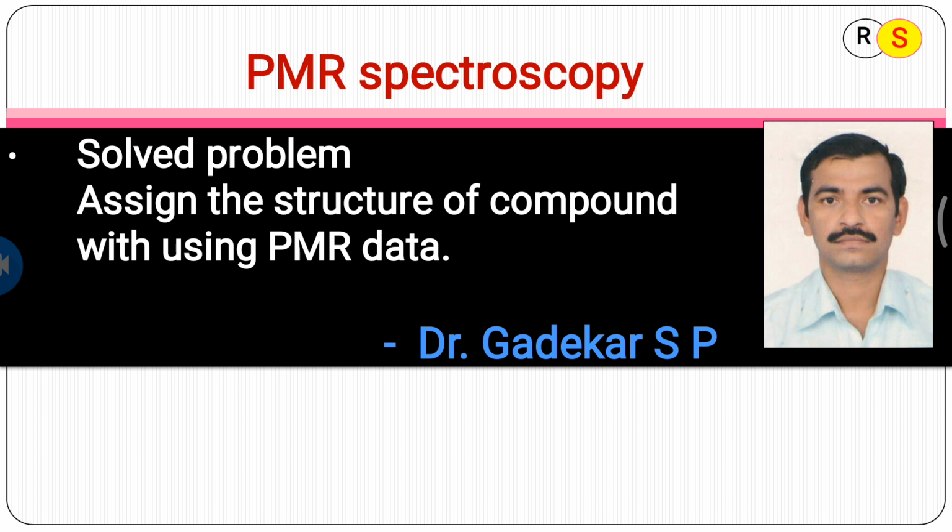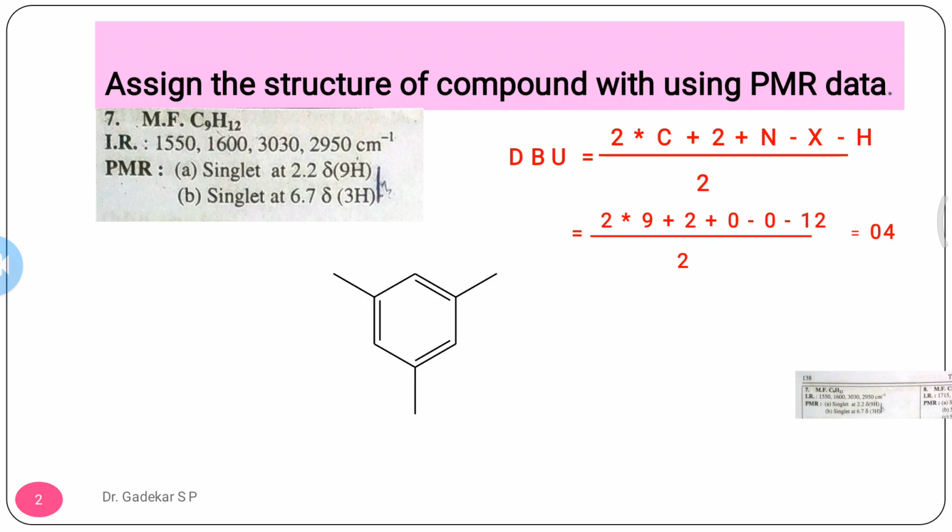So, first problem: assign the structure of the compound using PMR data. Example 7. Its molecular formula is C9H12, and the IR bands are 1550 cm⁻¹, 1600 cm⁻¹, 3030 cm⁻¹, and 2950 cm⁻¹. And the PMR signals are given.